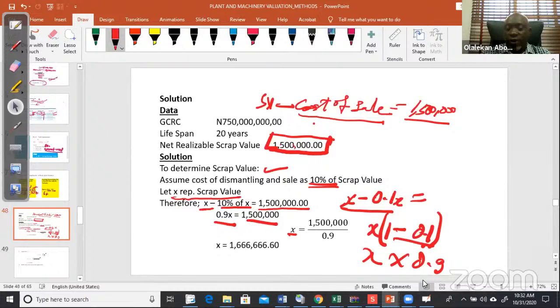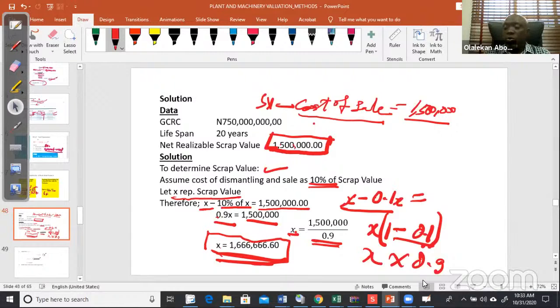So making X the subject of the formula, you divide both sides by 0.9. This remains X, and this is now 1.5 divided by 0.9. At the end of the day, your scrap value is 1,666,666 naira. Don't forget that the value of this X will vary with whatever you have assumed. If you assume it to be 25%, your X will go up. It's like this because I've assumed 10%. Please bear that in mind.